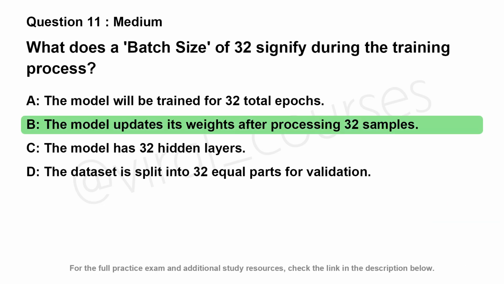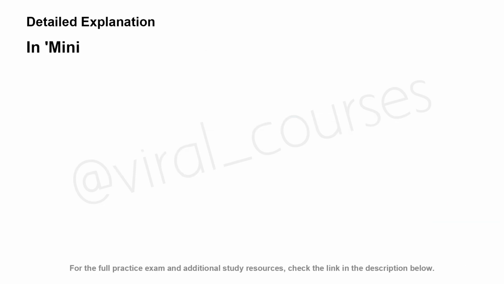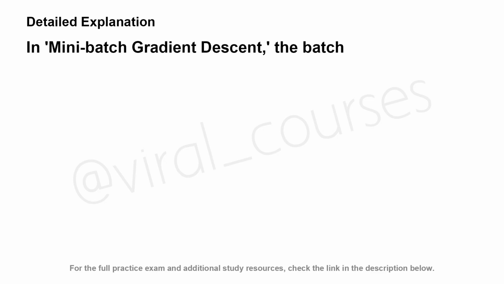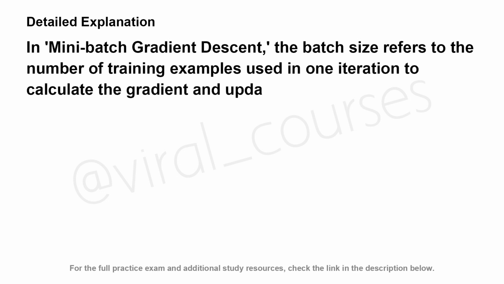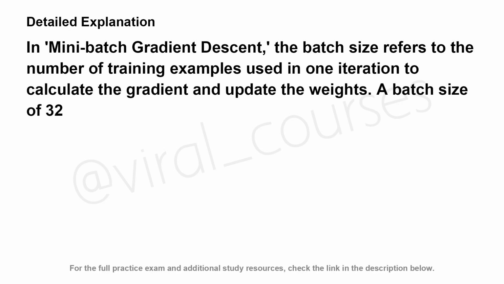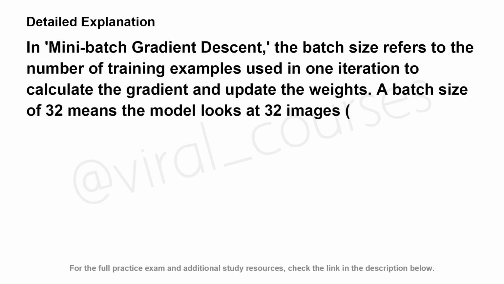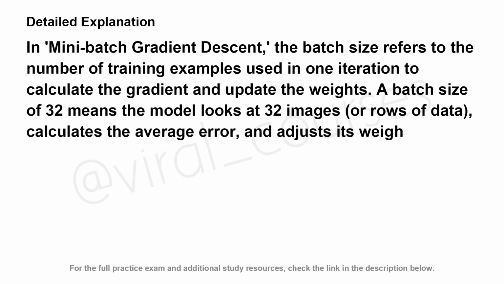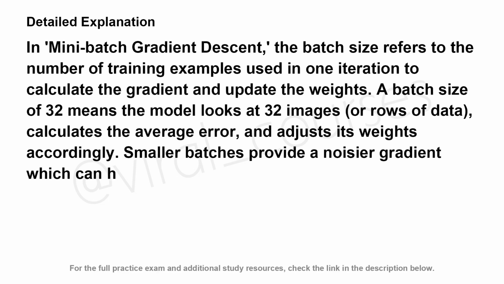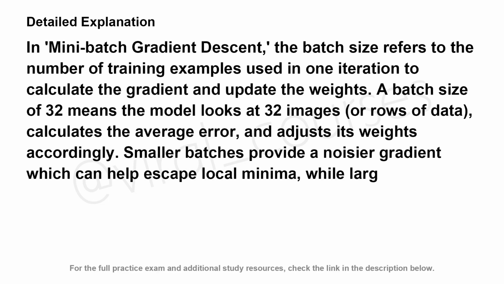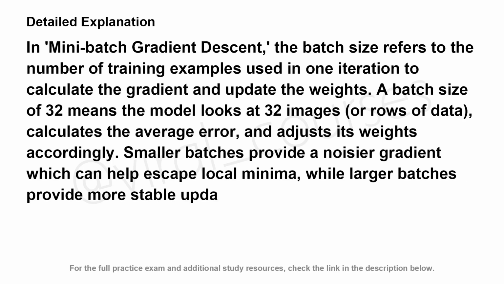The correct answer is B. In mini-batch gradient descent, the batch size refers to the number of training examples used in one iteration to calculate the gradient and update the weights. A batch size of 32 means the model looks at 32 images or rows of data, calculates the average error, and adjusts its weights accordingly. Smaller batches provide a noisier gradient which can help escape local minima, while larger batches provide more stable updates but require more memory.